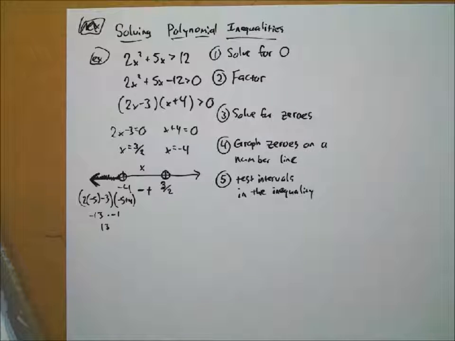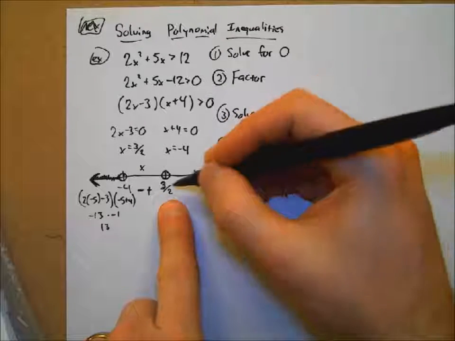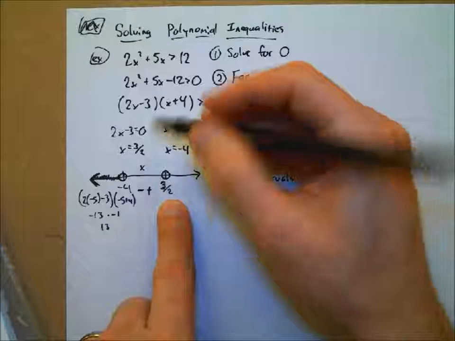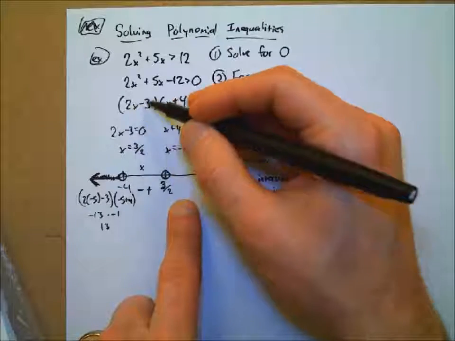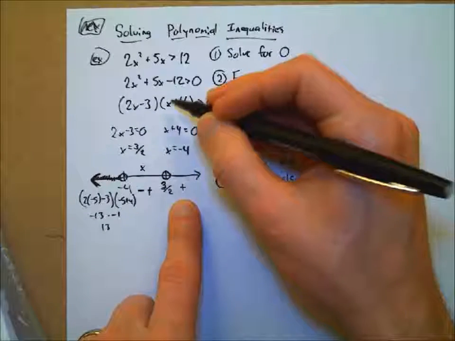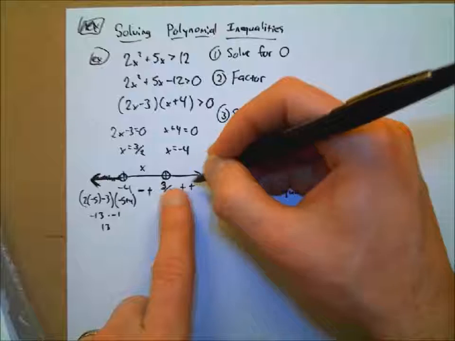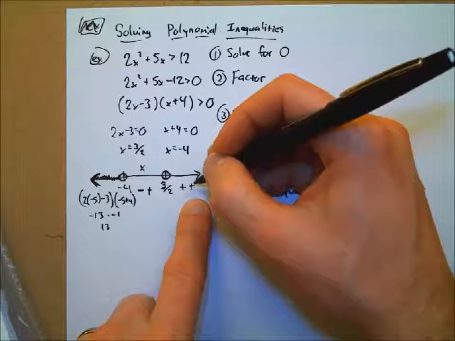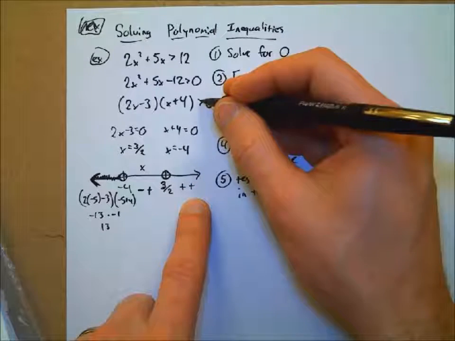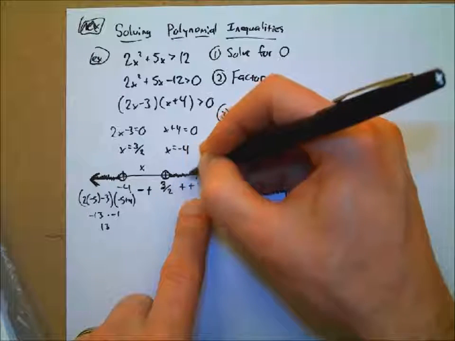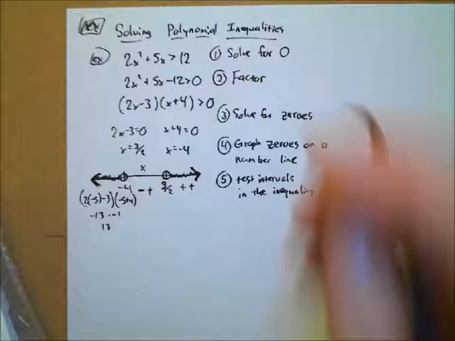Okay. And then 3 halves, let's pick 2. So again, let's try 2. 2 times 2 is 4. Minus 3 is going to be positive. 2 plus 4 is 6, which is positive. Positive times a positive is positive. Is that greater than 0? Yes. Okay.